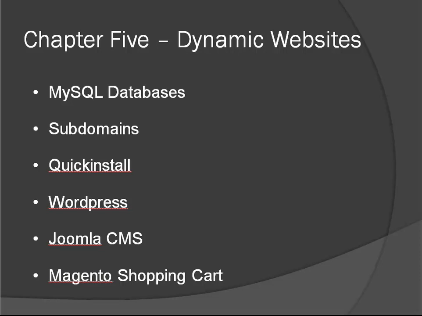And then finally, we'll look into dynamic websites, platforms like WordPress, which is a blogging system, Joomla, which is a content management system, and Magento, which is an e-commerce platform or a shopping cart. And we're going to be installing all of these with Quick Install, which comes with cPanel and HostGator. And I'll also show you how to create MySQL databases, and we're going to create a couple subdomains. We're going to install WordPress, Joomla, and Magento all on their own subdomain.